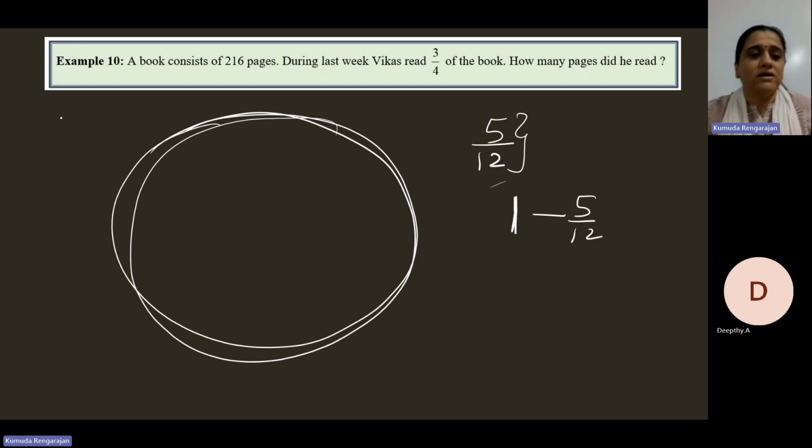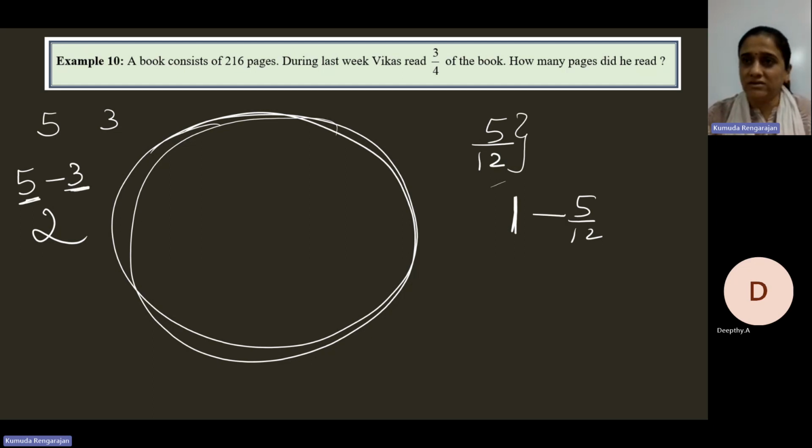Supposing there are 5 chocolates in your bag and you eat 3 of it. So how much is remaining? The total 5 which was in your bag minus 3 which you already ate. So remaining is 2. The total minus what you've eaten is the remaining. Same thing here. The total is 1 because it's a fraction, 5/12.